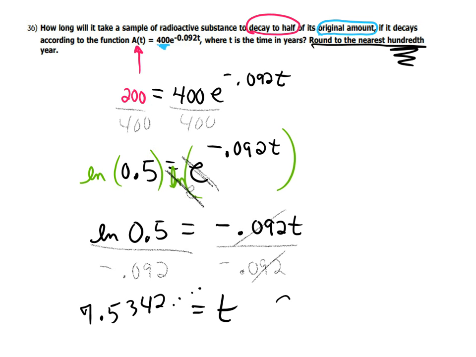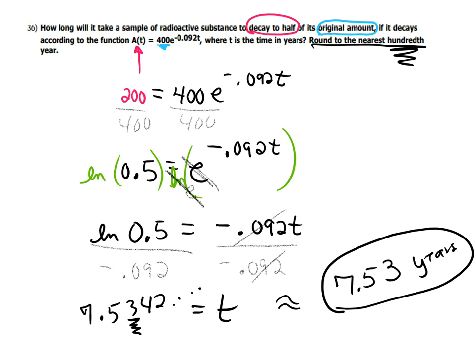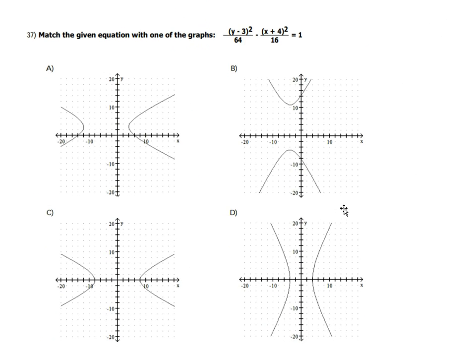So to the nearest hundredth, we're looking at 7.53. This is the hundredths. The next number's a 4, so it's going to stay as a 3. And this was time in years. So the answer is 7.53 years. All right. And I've got 2 more. I'm going to hopefully be able to get them in this video.